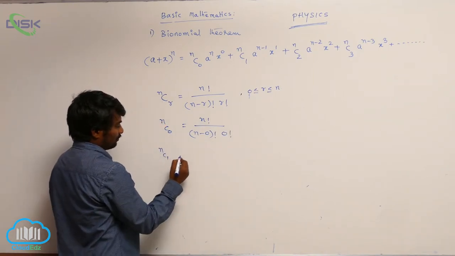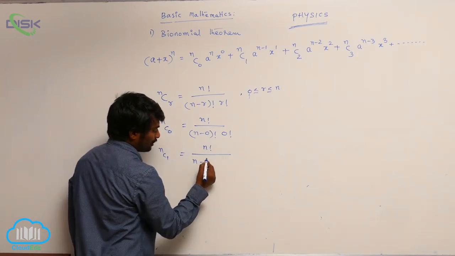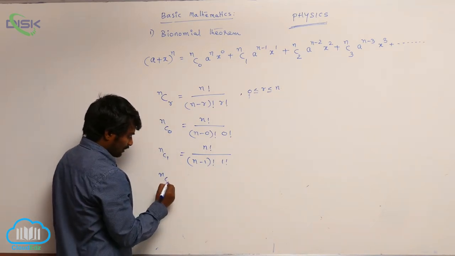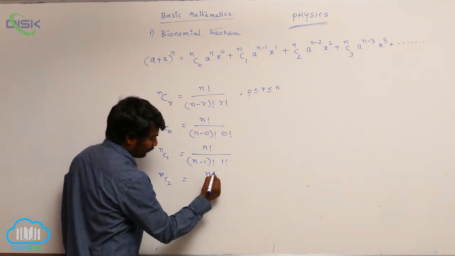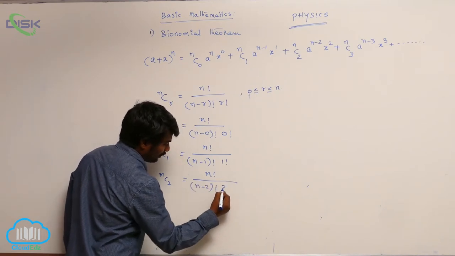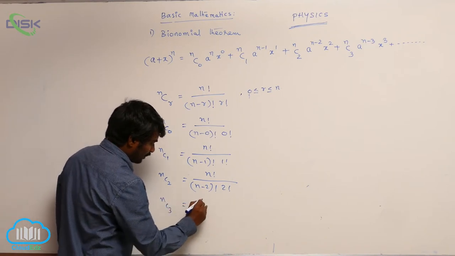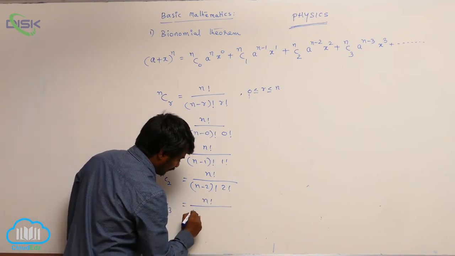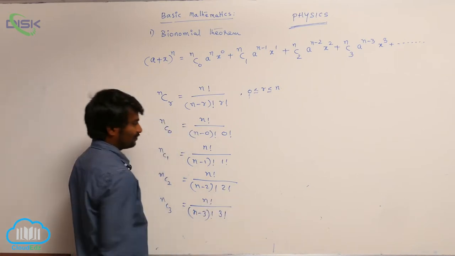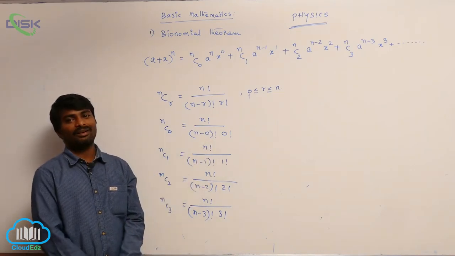nC1 is equal to n factorial by n minus 1 factorial into 1 factorial. nC2 is equal to n factorial by n minus 2 factorial into 2 factorial. nC3 is equal to n factorial by n minus 3 factorial into 3 factorial. And how to calculate these factorial values?